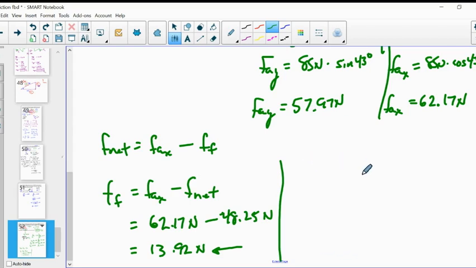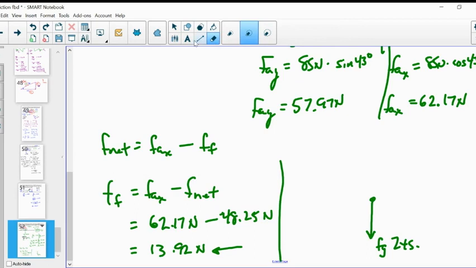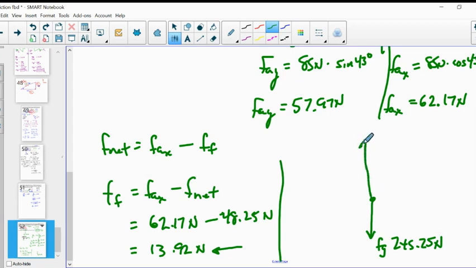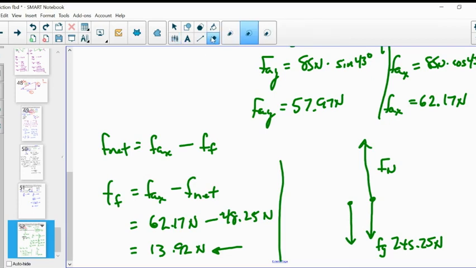Now, our normal force. Let's think about this for a second. We had a force of gravity pulling down, and it was 245.25 newtons. We have a normal force pushing up, but we then found that we also have on the same spot, I'm going to make that a little shorter because our y value was 57.97, so it should be a little shorter. There we go.